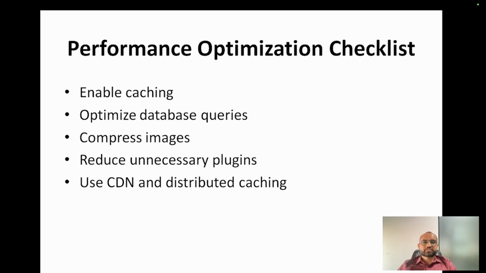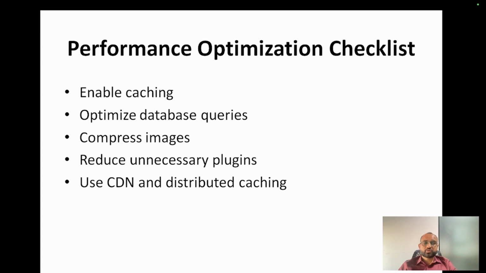These are the performance checklist items that need to be checked. Firstly, enable caching. First you need to check whether caching is enabled or not. If it is not, enable the caching. Optimize database queries. If you are writing any kind of custom plugins or customized code, for the homepage or anything else, and database queries are used, you need to optimize those first.